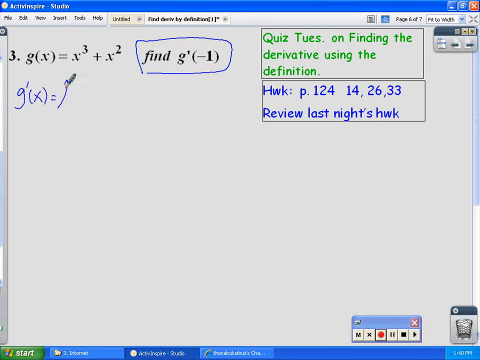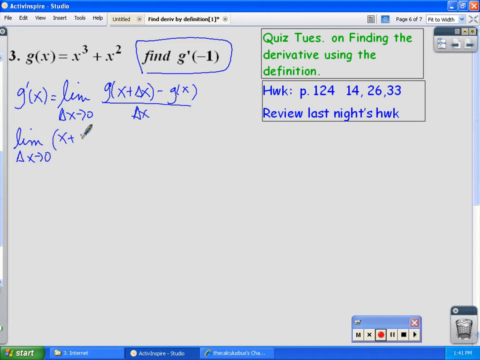So I have the limit as delta x approaches 0 of, in this case, g of x plus delta x minus g of x over delta x. So that will be, remember to bring down the limit because we haven't found it yet. In this case, that'll be x plus delta x cubed plus x plus delta x squared minus f of x, which is the original function, x cubed plus x squared, all over delta x.